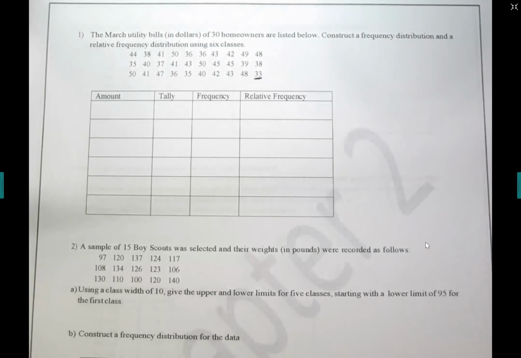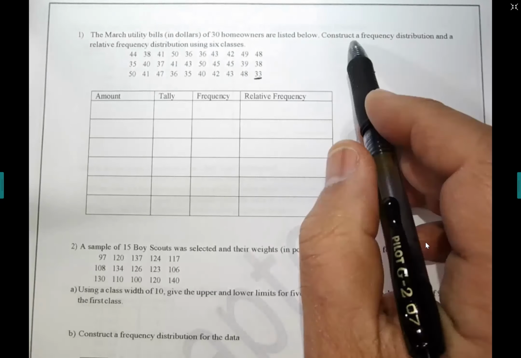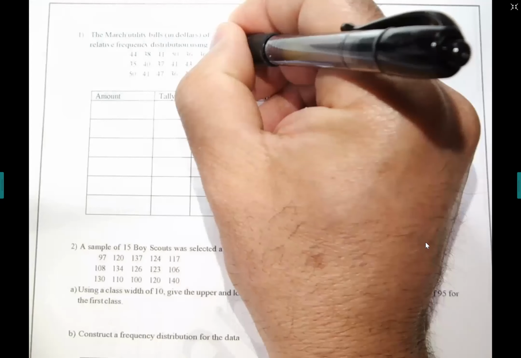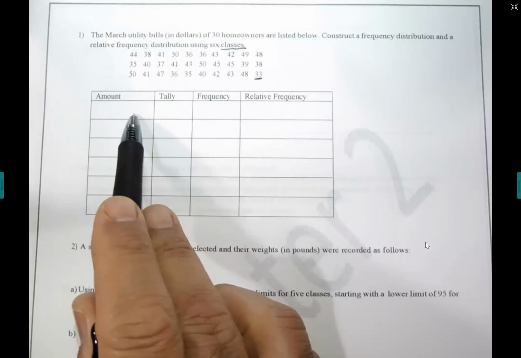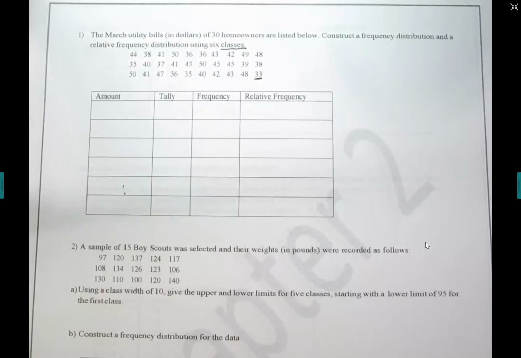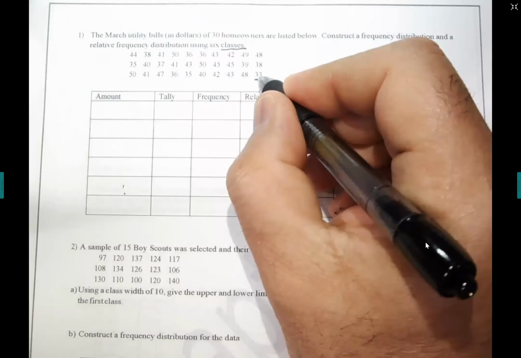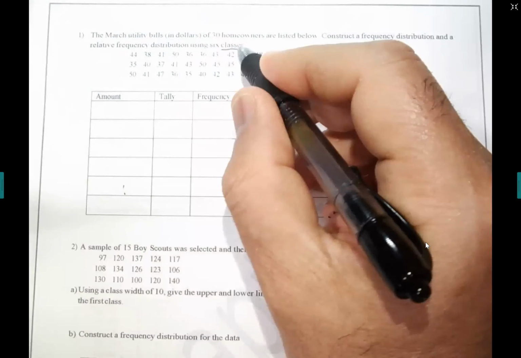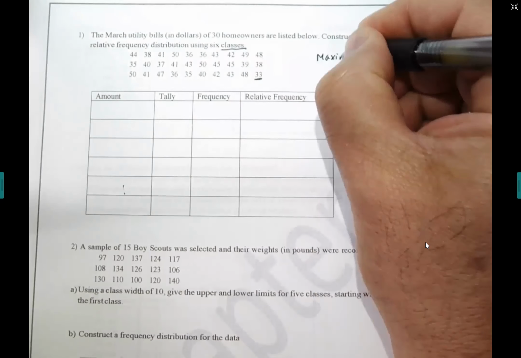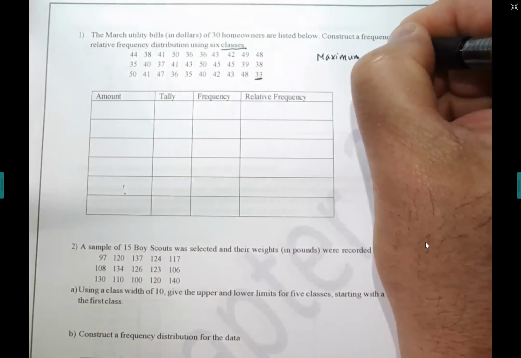So he says, construct a frequency distribution table using 6 classes. 6 classes means, guys, he wants 6 rows in here. And I'm going to show you how to do it with exactly 6 rows. So we did the minimum one and we did the maximum value. We do the maximum minus the minimum. So these are the steps, and please pay attention to the steps to show you how to construct the table.